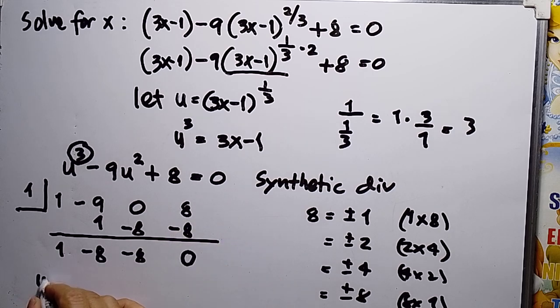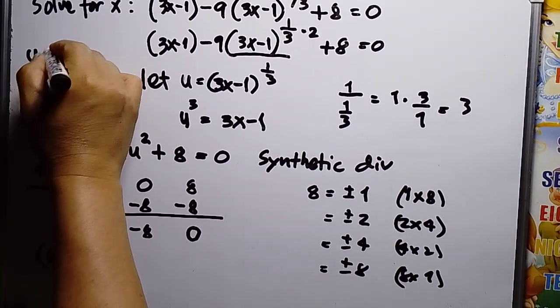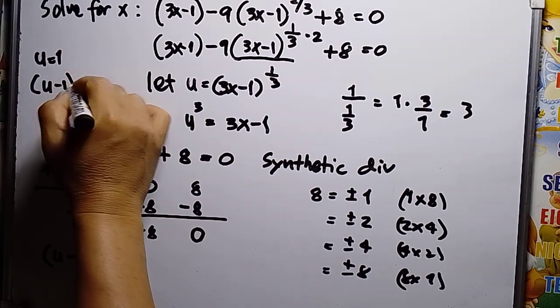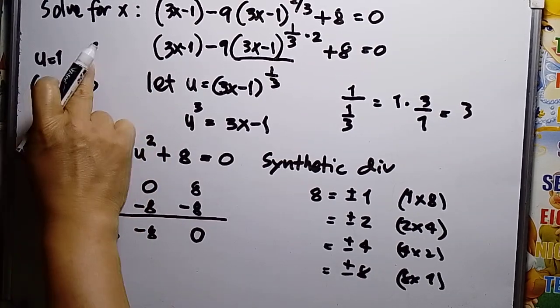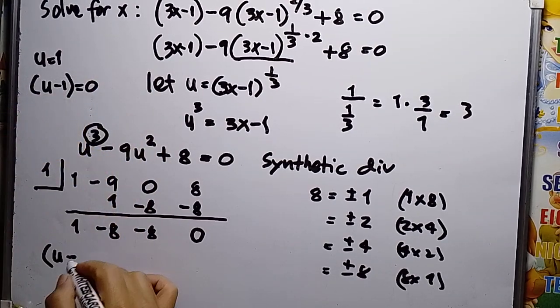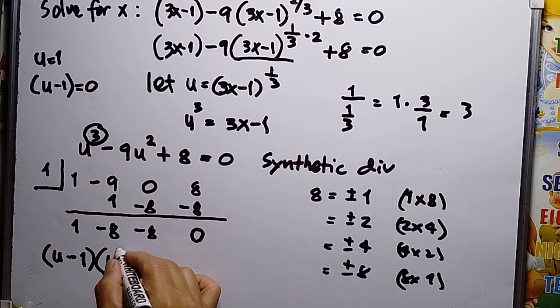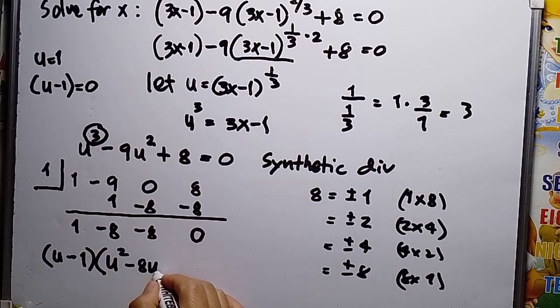So I have now u equals 1, and then if I put brackets, this will be u minus 1 is equal to 0. To form the equation, that will be u minus 1. Since this is a cube, just subtract by 1. So this will be u squared, then minus 8u, then minus 8 is equal to 0.